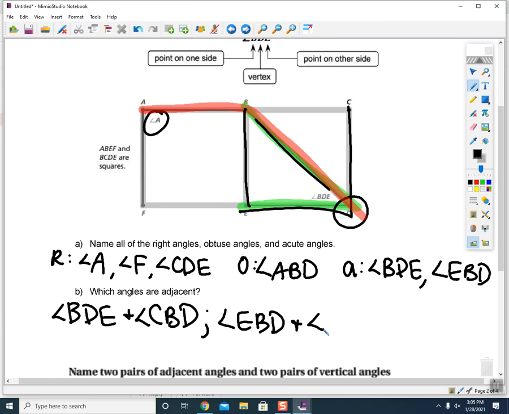Here's what I want you to notice about this, right? One of the things we said about adjacent angles is they share a side and they share a vertex. So if I look at these, oh, I must have done something wrong. BDE, CDB. I got those mixed up.